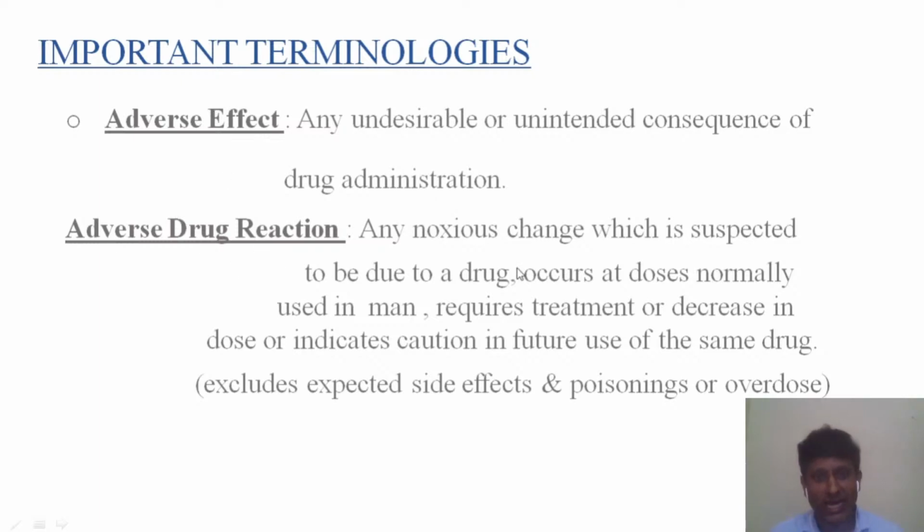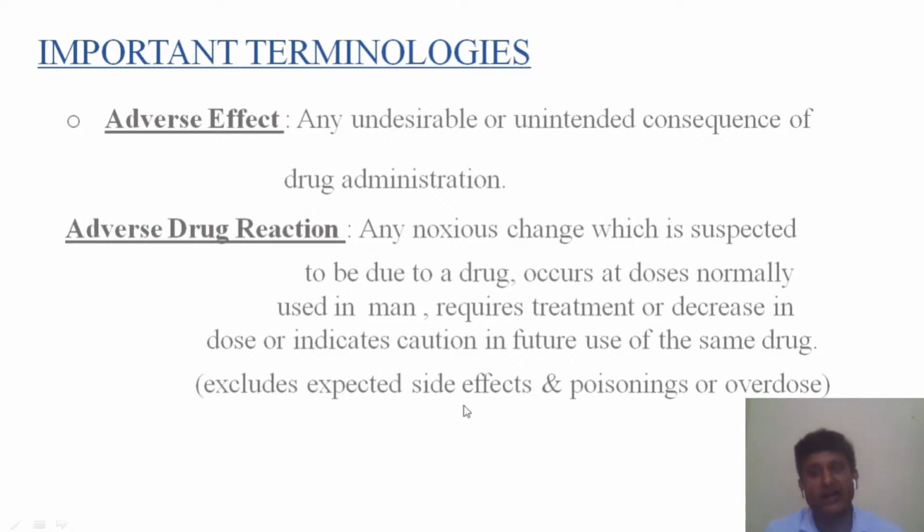Now, we have adverse drug reaction and adverse event. Adverse drug reaction has the word drug in it. This is any noxious change which is suspected to be due to a drug. We have just the suspicion. The drug is given at normal doses; if we are giving high doses, it becomes toxic. Since we are giving normal doses, this comes under the category of adverse drug reaction, which indicates, when used in man, caution in the future use of the same drug, or which requires treatment or decreasing the dose. That is considered an adverse drug reaction.